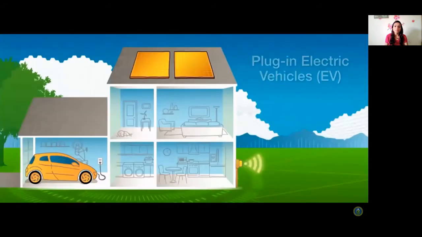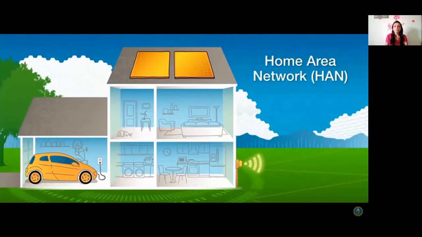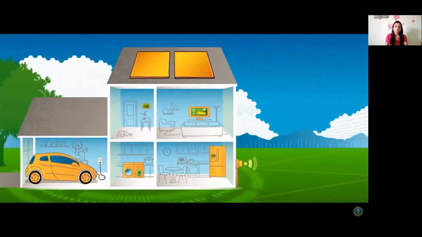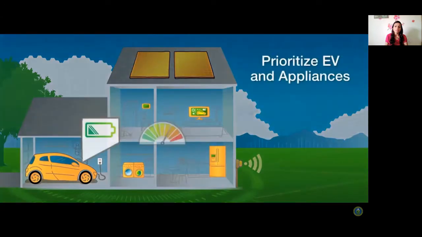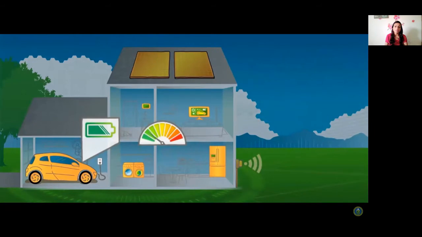The charging of a plug-in electric vehicle can be managed over a home area network, or HAN. The HAN can balance the demand for electricity across the household and prioritize between the electric vehicle and other appliances to manage electricity usage and reduce costs.